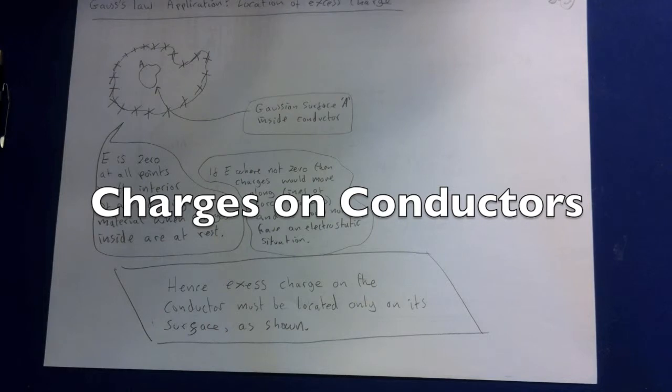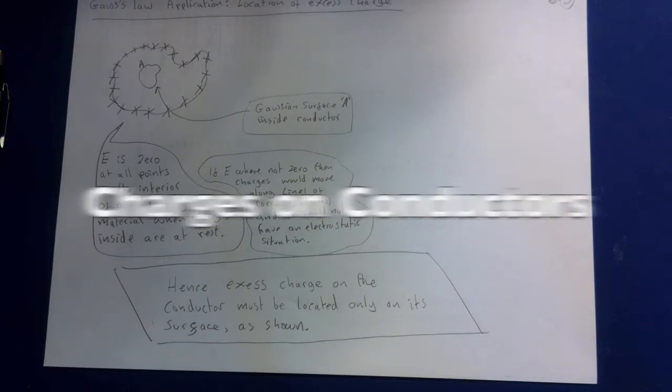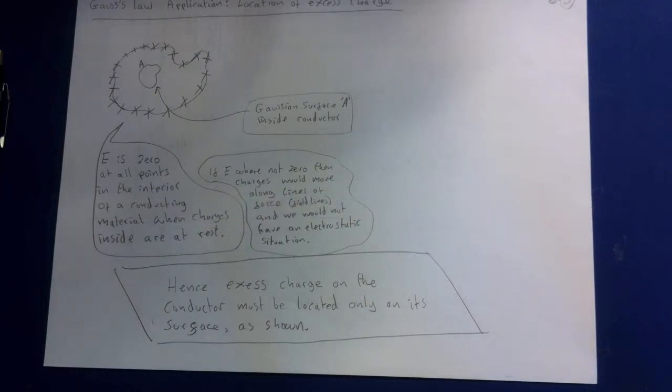So now we're going to look at some applications of Gauss's law. Here we're going to look at the location of excess charge on a conductor. When charges inside a conductor are at rest, the electric field E is zero at all points in the interior of a conducting material.